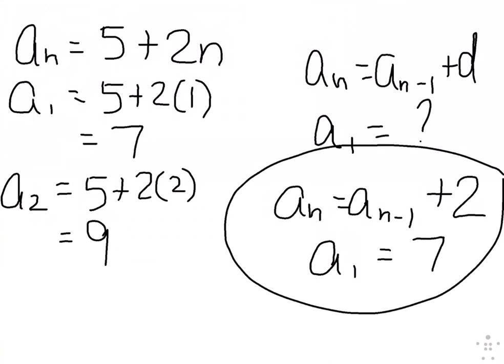So that's what you could do. Where else does the 2 show up, besides just by finding the first 2? It's the number in front of the n. Right. That's always the d.